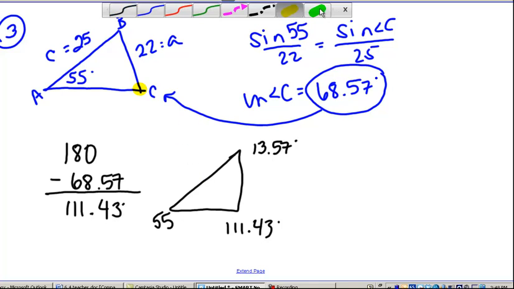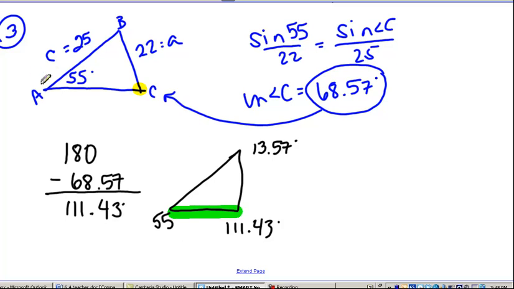Now in our assignment on Monday, I'm going to have you take it one step further, and I'm going to want you to find the actual measurements of AC based off our new measurements. Okay, so you're just going to do law of sines one more time for each one of those. Okay, so that basically concludes our notes for today.